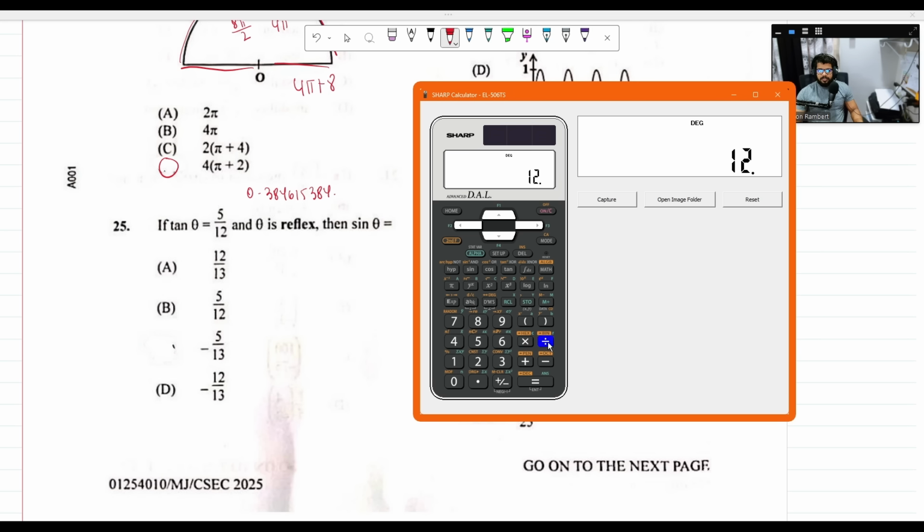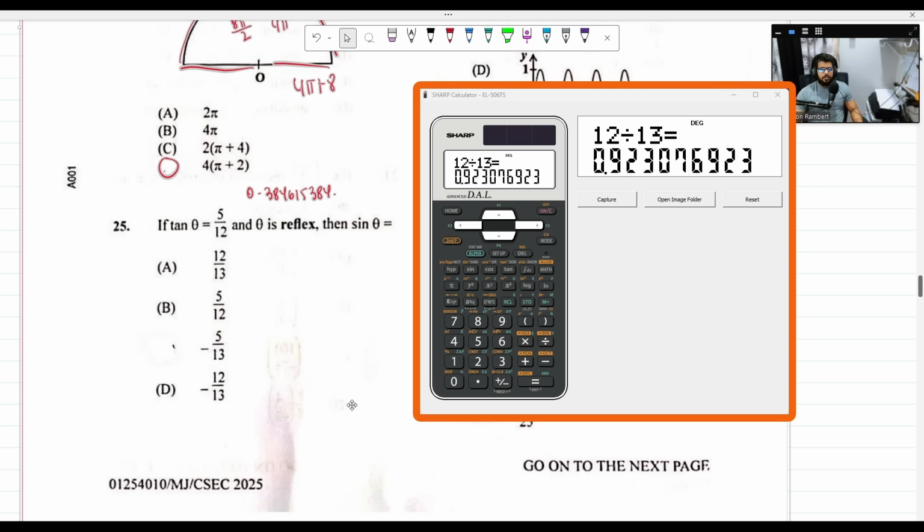12 divided by 13? No. 5 divided by 12? No. 5 divided by 13? Well, I say negative. 5 divided by 13? Yes. And 12 divided by 13? No. Now, two things I want you all to take into consideration here.